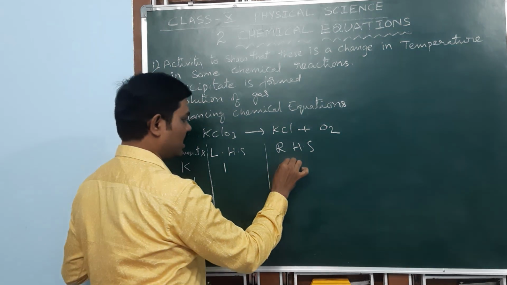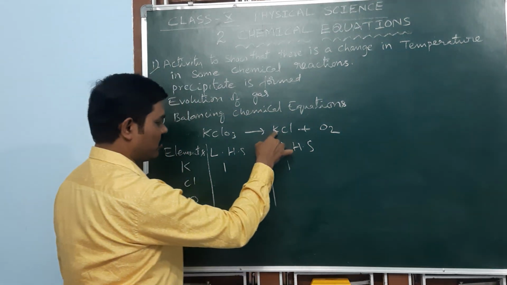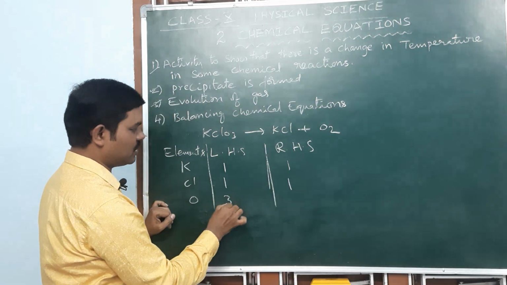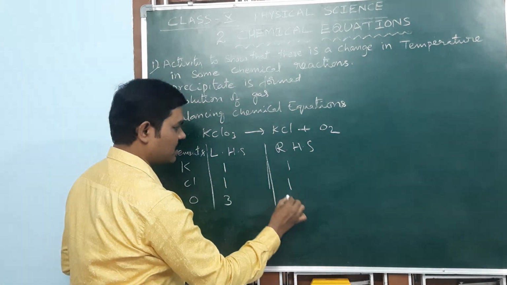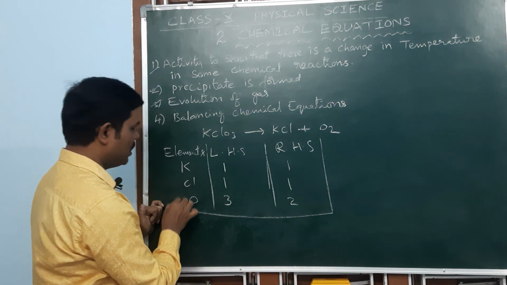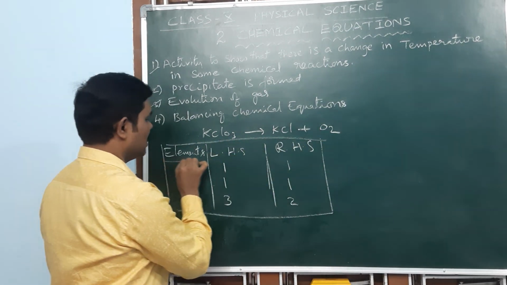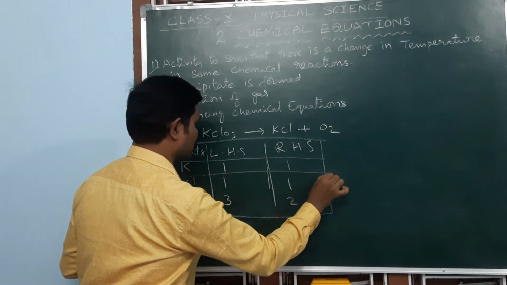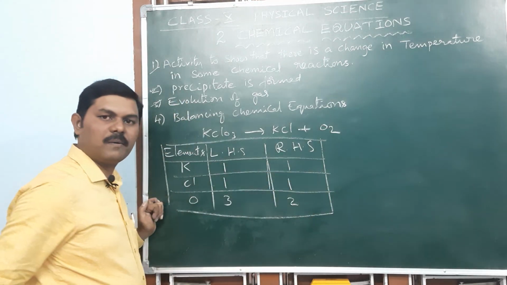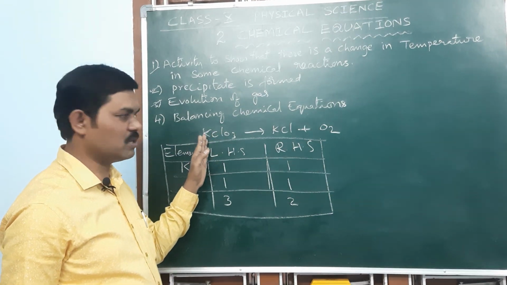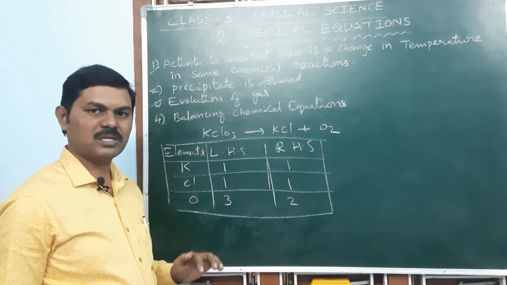Potassium: 1 on the reactant side and 1 on the product side. Chlorine: 1 on the reactant side and 1 on the product side. But oxygen: 3 on the reactant side, but 2 on the product side. So here there is an inequality, meaning not the same on the reactant side and product side. But according to the law of conservation of mass, the total number of elements on the reactant side must be equal to the total number of elements on the product side.